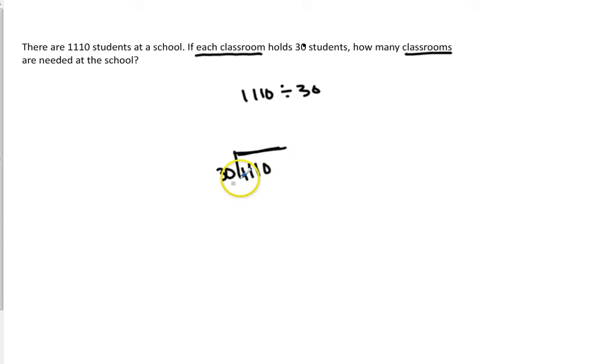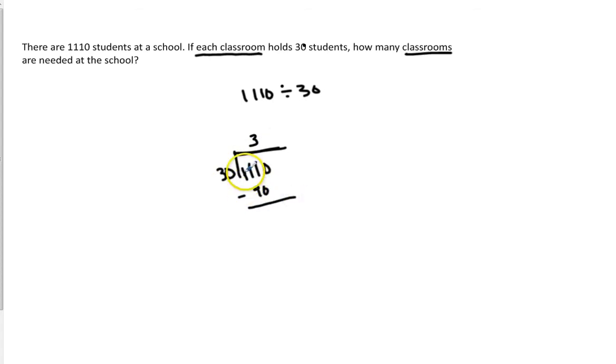So I say, how many times does 30 go into 1? It doesn't. How many times does 30 go into 11? It doesn't. How many times does 30 go into 111? Well, because it has a 0 on the end, I can kind of take that away and say, well, how many times does 3 go into 11? It goes in there 3 times. 3 times 30 makes 90.